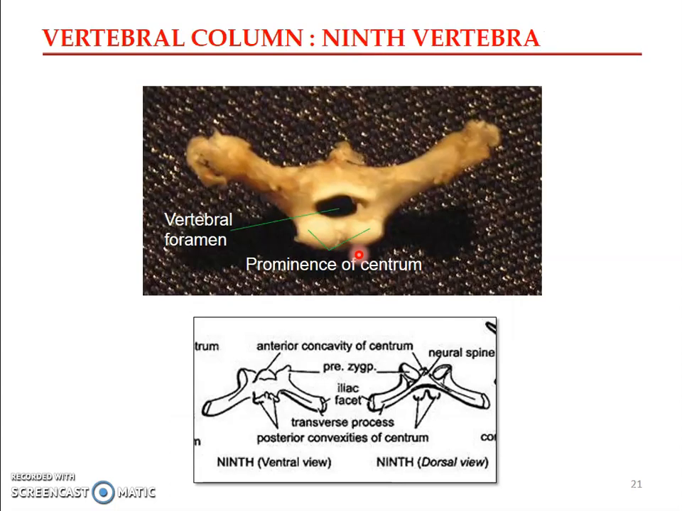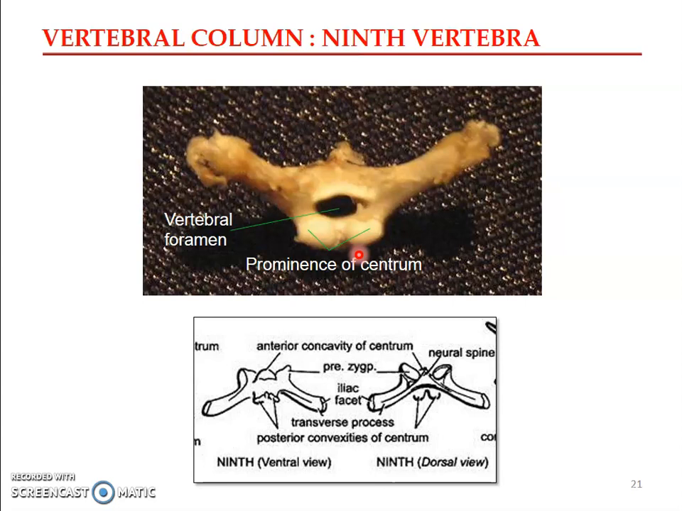Okay, passing on to the next one, the ninth vertebra. The ninth vertebra is also known as the sacral vertebra because of its position. The centrum of the ninth vertebra is biconvex. So what does it mean? The name indicates it is convex on both sides. It has convexities on both sides, and convex in the sense that it has a protuberance.